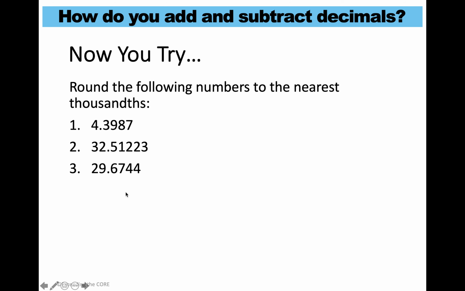All right, let's do this again, but let's do it to the thousandths place. So you're rounding this time to the thousandths place. What will you do? What will happen? Take a minute, pause the video, and then come back to see the next slide. Okay, I'm glad you're back. Let's go to the next slide. 4.399, 32.512, 29.674. Did you get the same answers that I did? And if not, come to an office hour and let's talk about why.